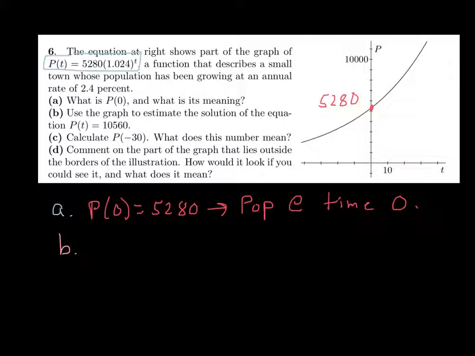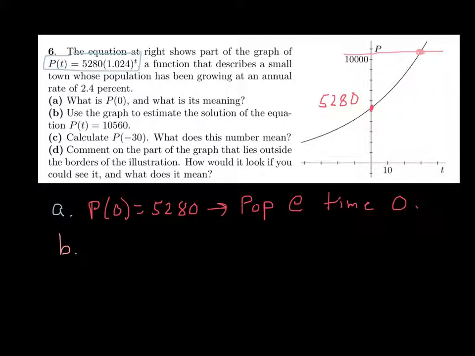Use the graph to estimate the solution of the equation P of t equals 10,560. We kind of did this on the previous problem, number 5. So 10,560. Here is 10. Are these going by thousands? 1, 2, 3, 4, 5, 6, 7, 8, 9, 10. Yeah, you're going by thousands. So 10,560 is right in there.